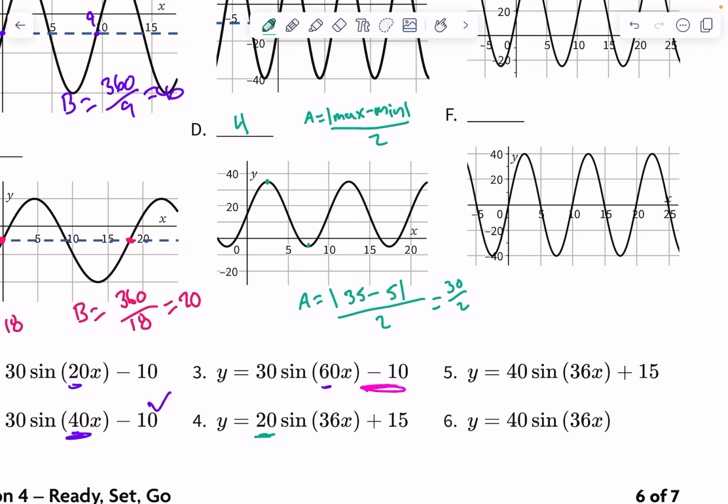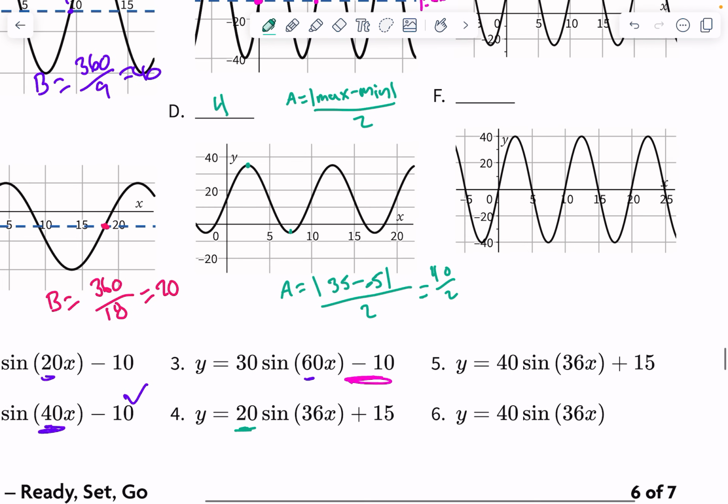I don't know if I picked bad numbers. Maybe this is closer to like 37, but to me that looks like the halfway mark, so I called it 35. Oh, I know my mistake here. This was minus 5. So 35, this is 40 actually. This is 40, divided by 2, right? So this is 20. So there you go.